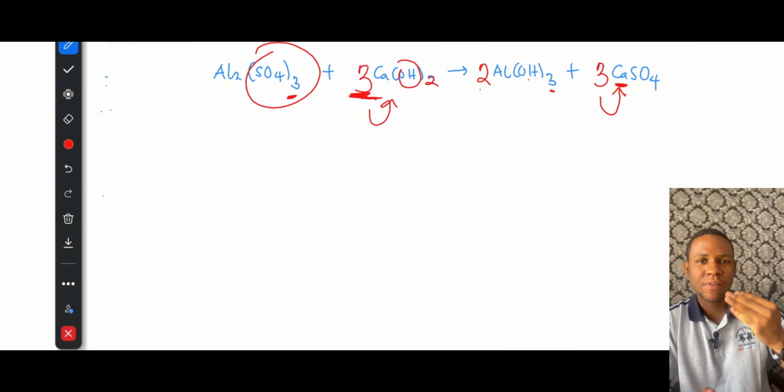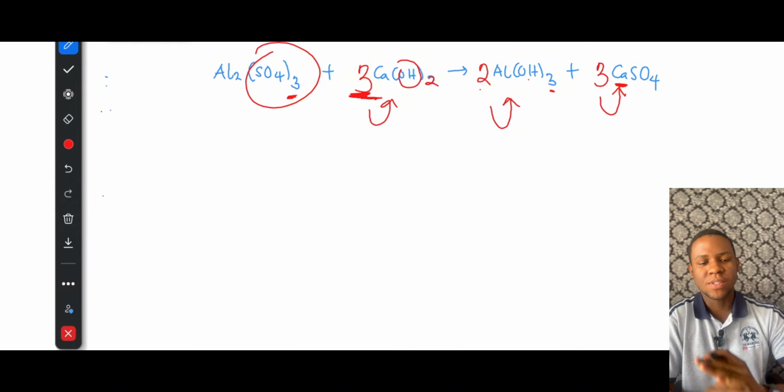So you see how one thing affected the next step, and basically that's how you get this done. Now you check and you see that everything is actually balanced. So that's it, and that's all.